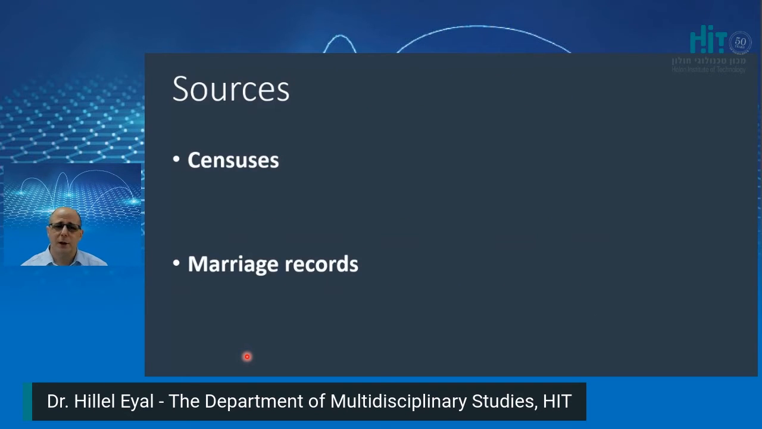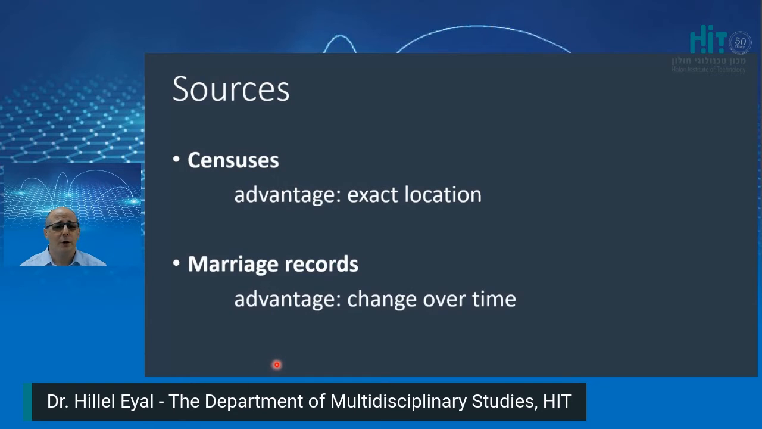The sources I use to provide data on those social patterns are two. One is censuses, especially for Mexico City. The other is marriage records. The advantage of censuses in general is that usually, when they're complete, they provide exact location, so we can map a lot of people in the exact location on the map. And marriage records from the church archives throughout Spanish America or elsewhere in the world are also useful because they have the advantage that we can notice change over time.